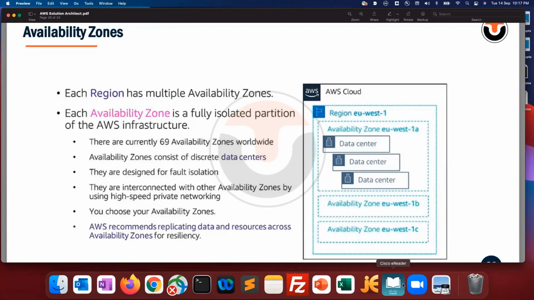In fact, one of the CTOs of AWS says something like, everything would not fail at one point in time. So ensure that you have fault tolerance, high availability, and resiliency in your architecture. So AWS recommends your data is replicated across your availability zones. With that, I would like to take a pause and see if there are any questions so far.